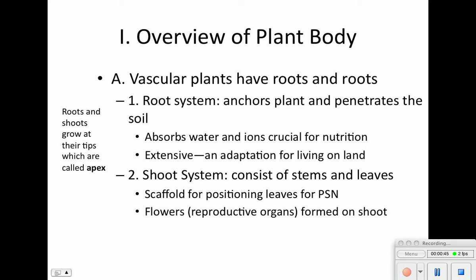It's also an adaptation to live on land. Remember, life started in the water and now we're transitioning onto land, so we have to overcome adaptations for dry climates. The shoot system consists of your stems and your leaves. You can kind of think of it as your photosynthetic process.